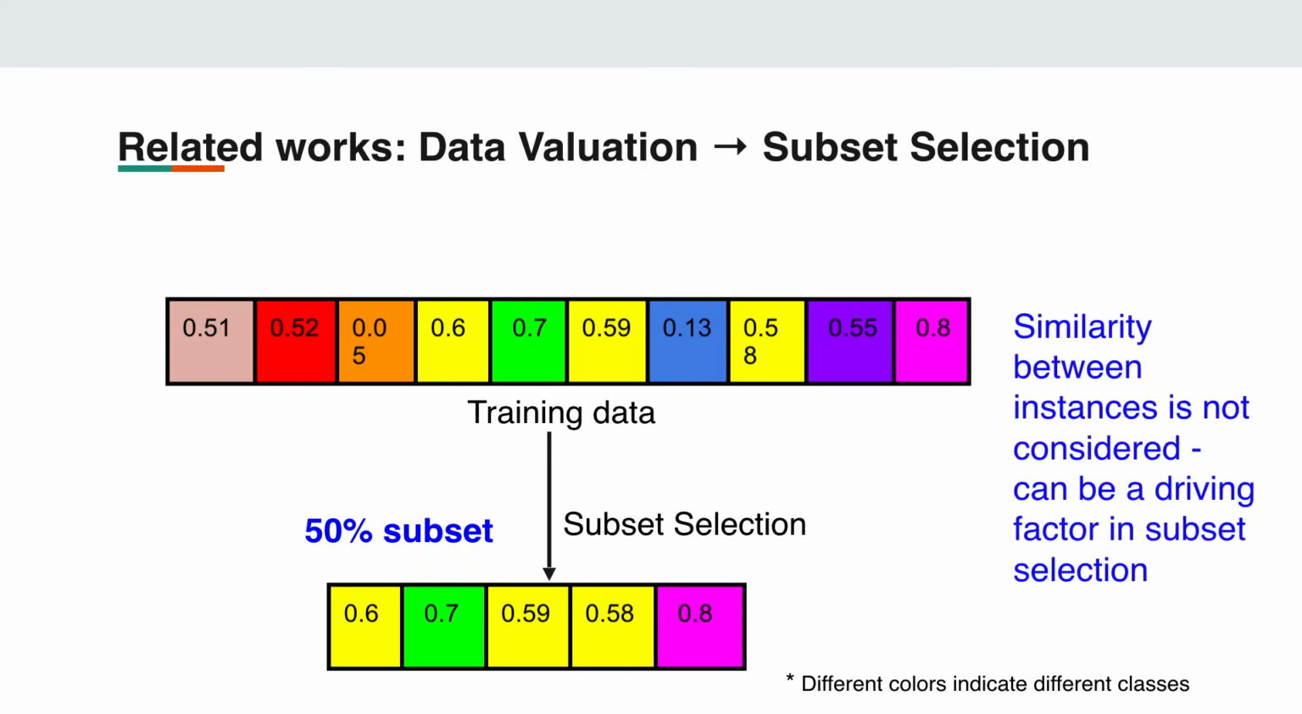We can observe that similar instances marked by the same color, for example yellow here, are getting selected, leaving behind very close scoring instances like the ones in purple or red, thus decreasing the diversity of selection. To the best of our knowledge, while computing the scores, none of the methods compare the similarity of instances between each other, which can be a driving factor in the subset selection.